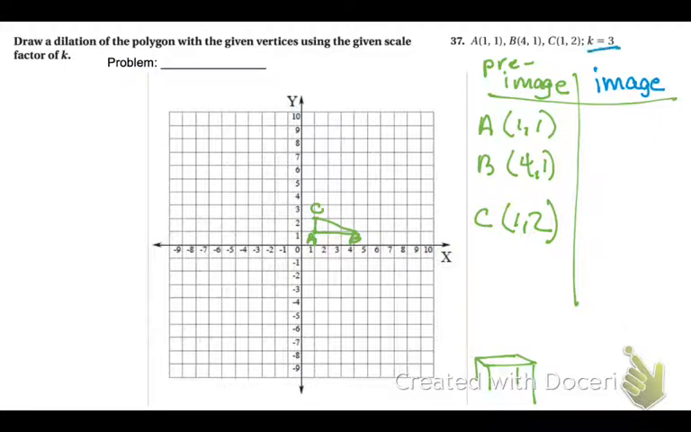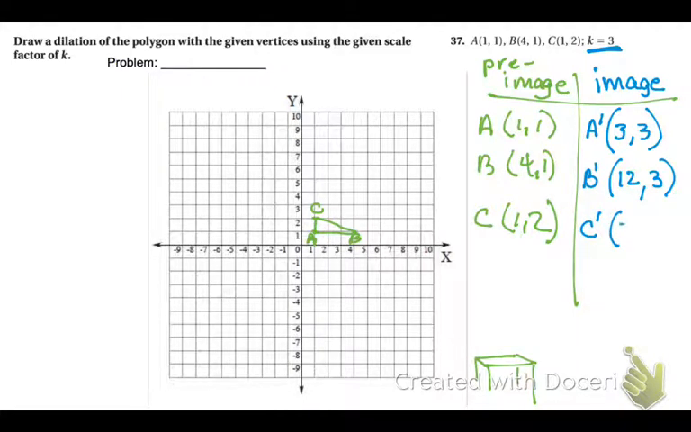Okay, we notice our scale factor is 3, so I'm going to make my A prime. Remember, our image we refer to as A prime, B prime, and C prime. I'm going to multiply 3 times each of those coordinates, my x and y coordinates, and I'm going to come out with 3, 3. B prime, 3 times 4 is 12, 3 times 1 is 3. C prime, 3 times 1 is 3, 3 times 2 is 6.